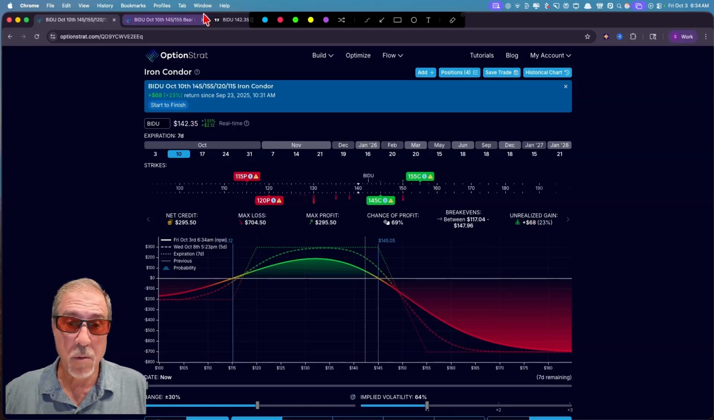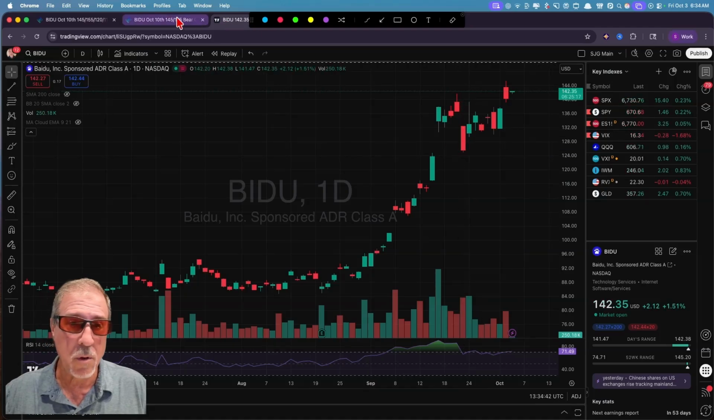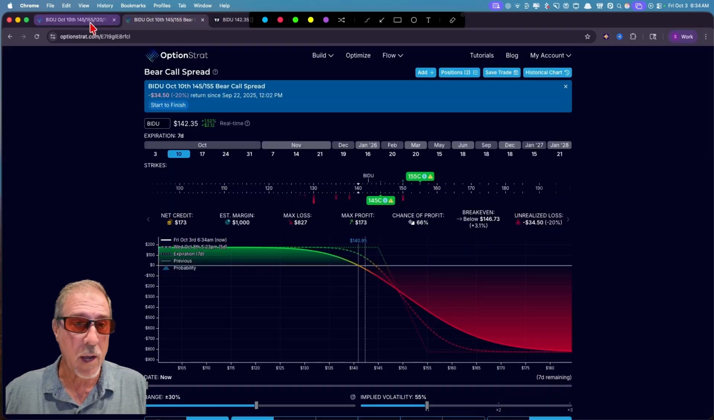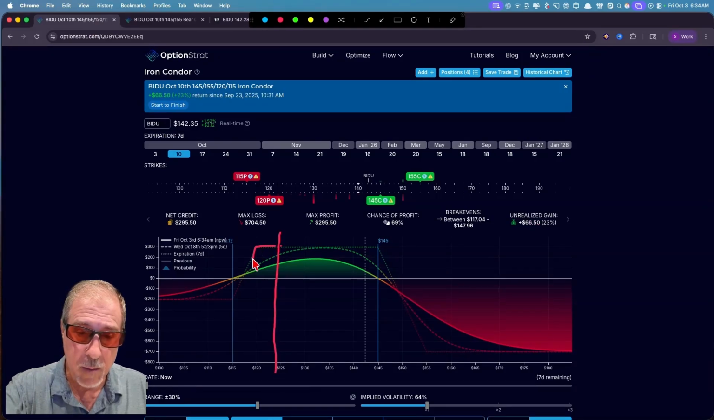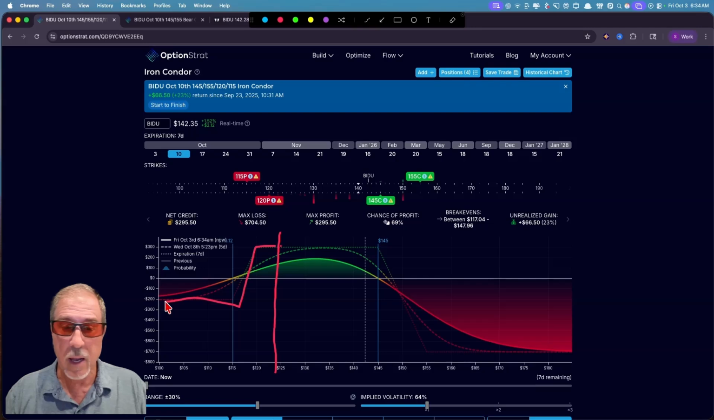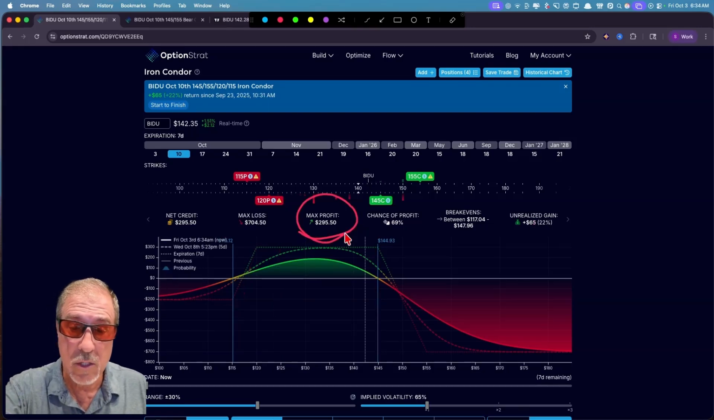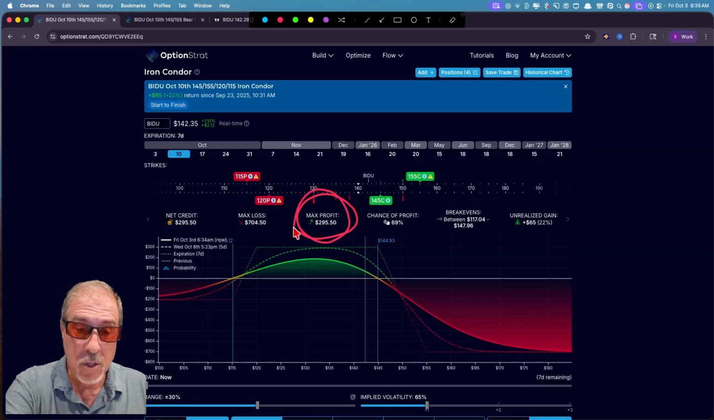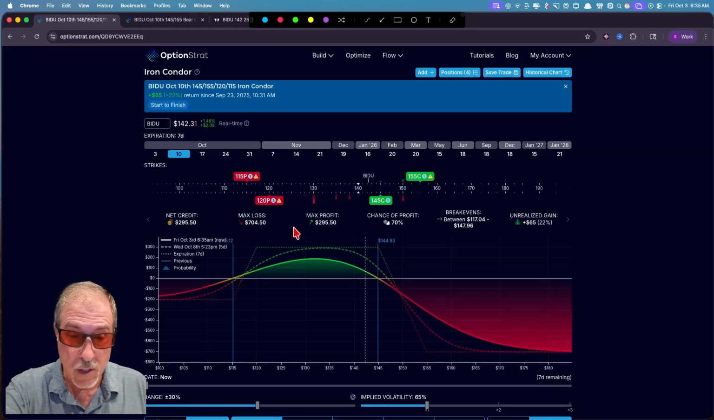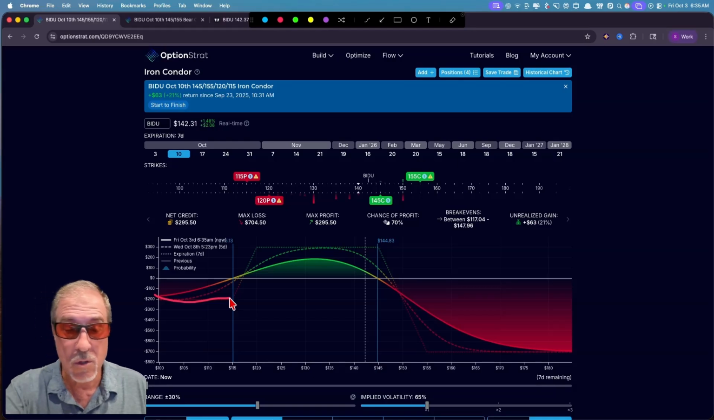So again, Baidu pulled back. If we take a look at our chart here, Baidu pulled back to around the 124 range. So when we pulled back into that 124-ish range, I came and sold a put spread. What that did for me was dramatically increase my max profit potential, and it reduced my overall risk in the trade. I split my risk between the two sides, really.